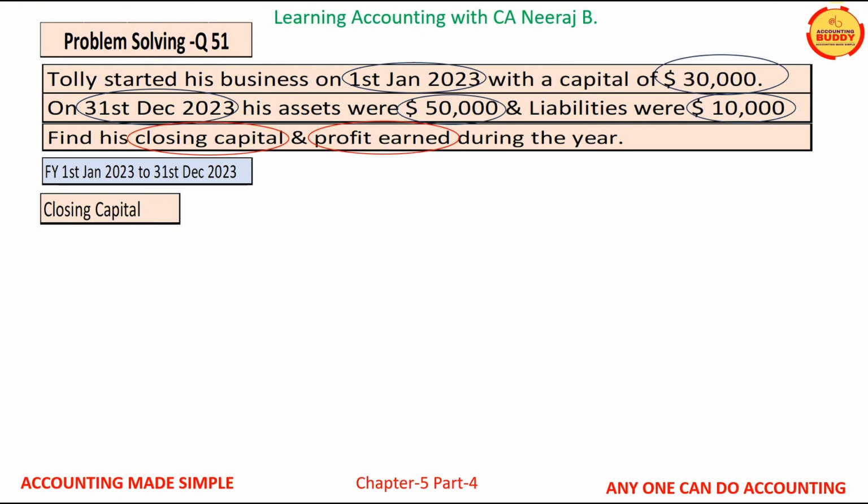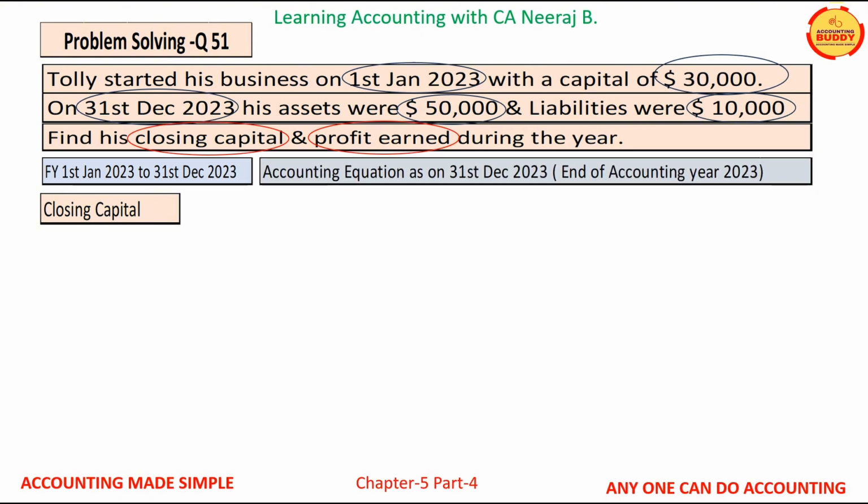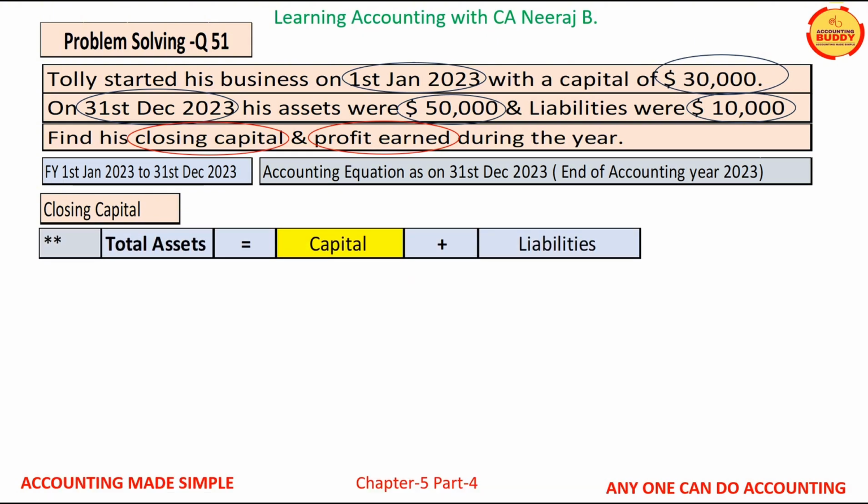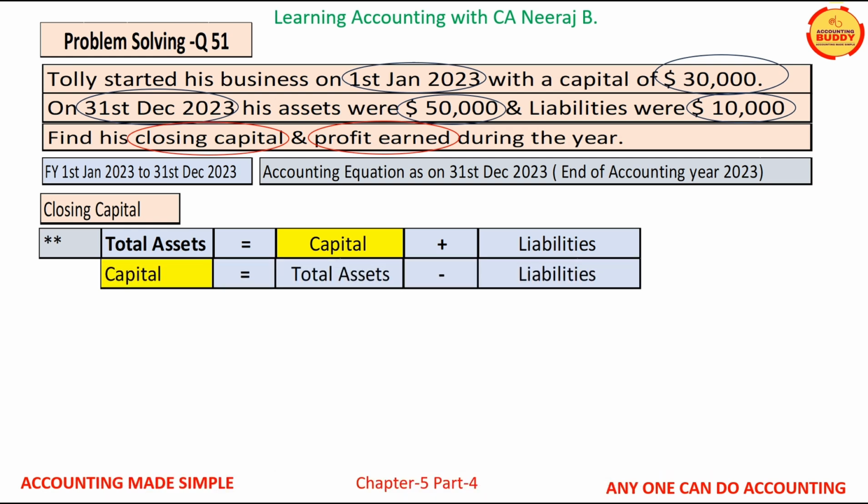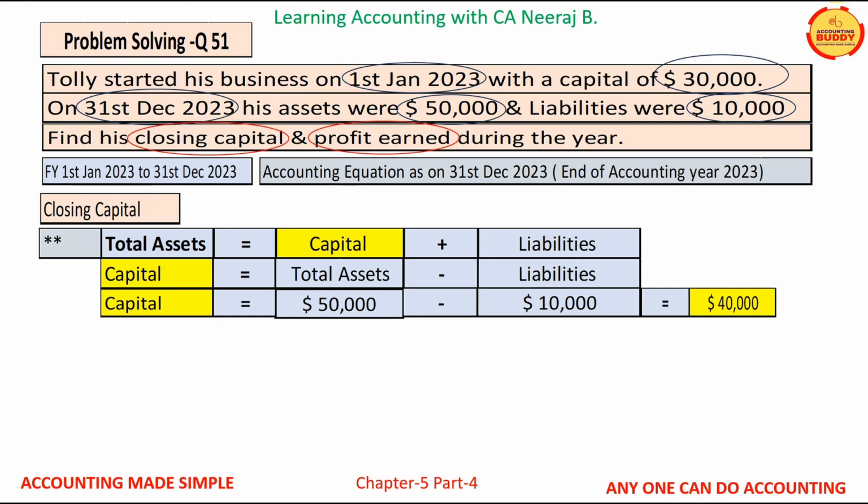To calculate closing capital, let us prepare the accounting equation as on 31st December 23, that is at the end of the accounting year 23. We know that the accounting equation is, total assets are always equal to the capital and the liabilities of the business. Therefore, closing capital, which we need to find out, will be equal to total assets minus total liabilities. Therefore, if from the total assets of $50,000, total liabilities of $10,000 are deducted, we will get the closing capital of $40,000 as at 31st December 23.